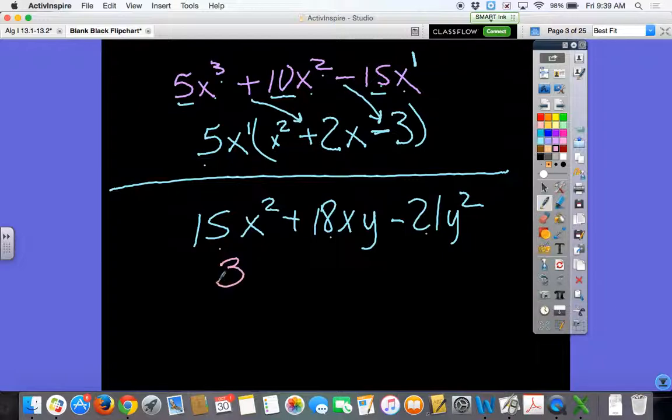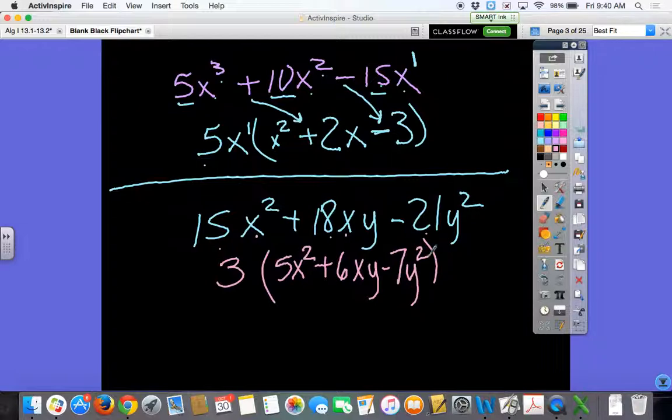Now look at your letters. The first two have x's, but the third guy doesn't, so you can't take any. Then when you look at your y's, the second two have y's, but the first one doesn't, so you can't take any y's. All you can do is the number. So you would go in and divide the numbers, leave your letters the same. They don't change, only the number does. And so that is completely factored. You cannot pull that apart anymore.